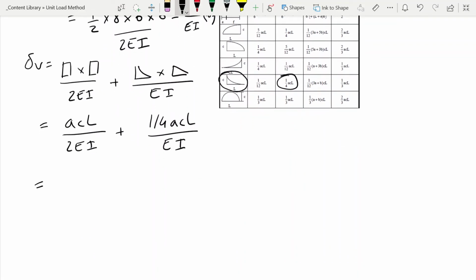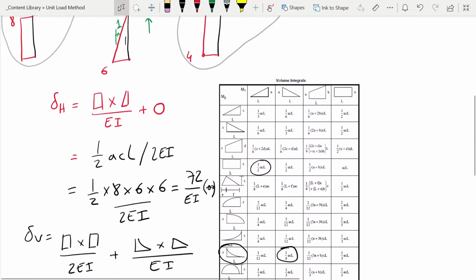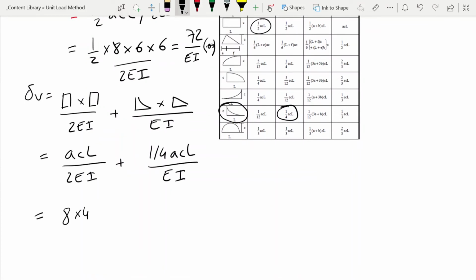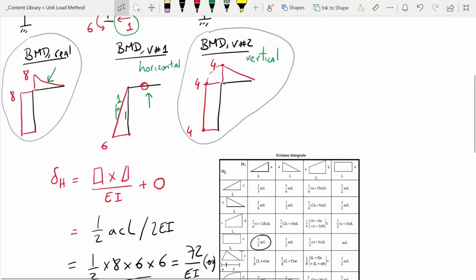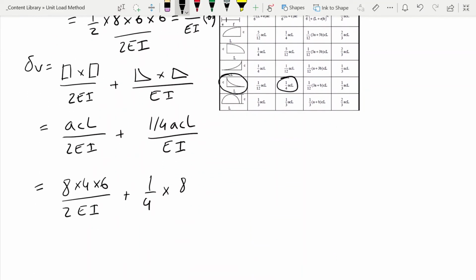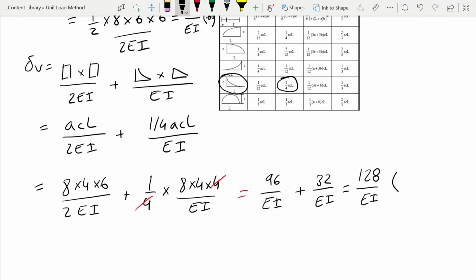So let's finalize this problem. So A, C, and L in the case of the rectangles will be 8, 4, and 6. So that's 8 times 4 times 6 divided by 2EI. And at the end, this is 1 over 4 ACL, we're going to do 8 for the parabola, 4 for the triangle, and then 4 for the span. So 8 times 4 times 4 at the end divided by EI. So we can simplify some of these 4's. And at the end, we get 96 over EI. That's the column. Plus 32 over EI. At the end, this is equal to 128 over EI. The fact that it's positive means it goes down, which was the direction that we assumed in the beginning.